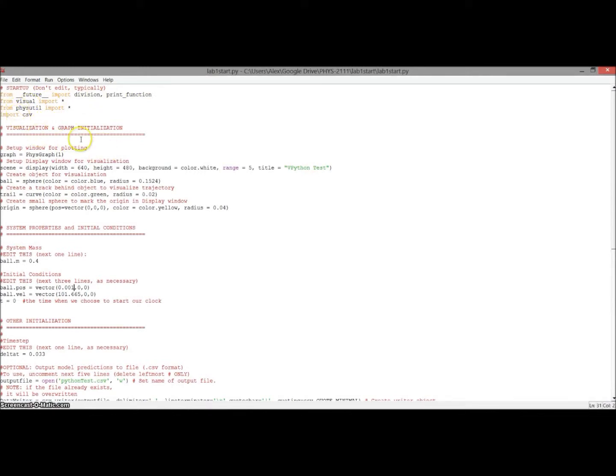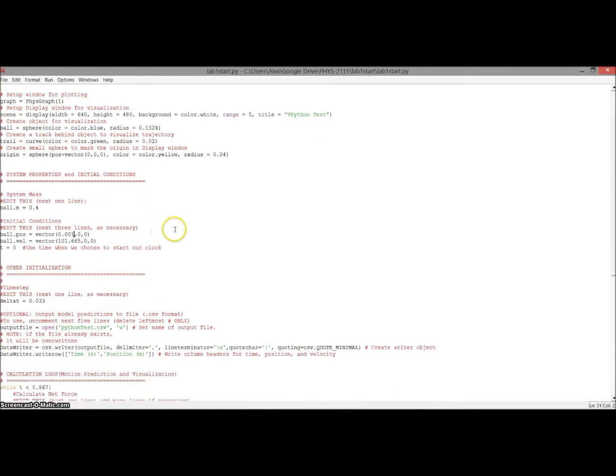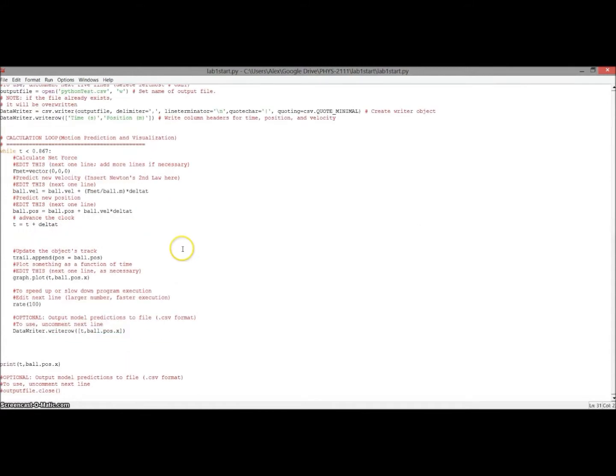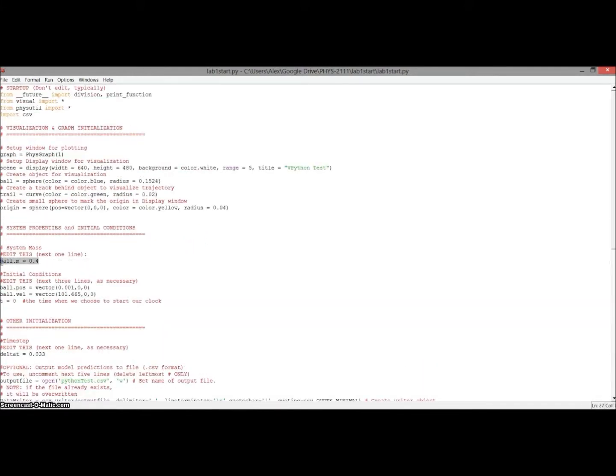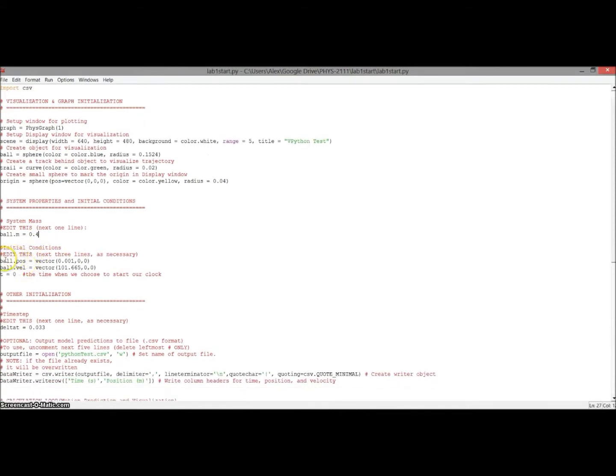Here we have our Python code that was written to produce the model and predict the future, as we stated earlier in the video. Here we have ball.m representing our system's mass, which is not in the empirical system, it's in the SI units, so this is in kilograms. Right here we have the ball's initial position, 0.00100, and the ball's average velocity as taken from the experimental data.